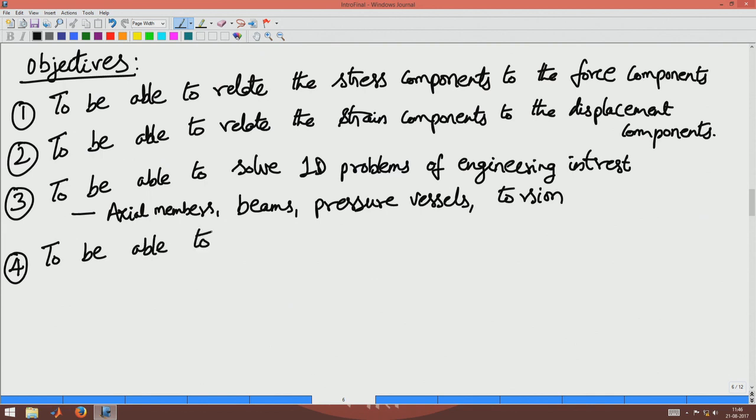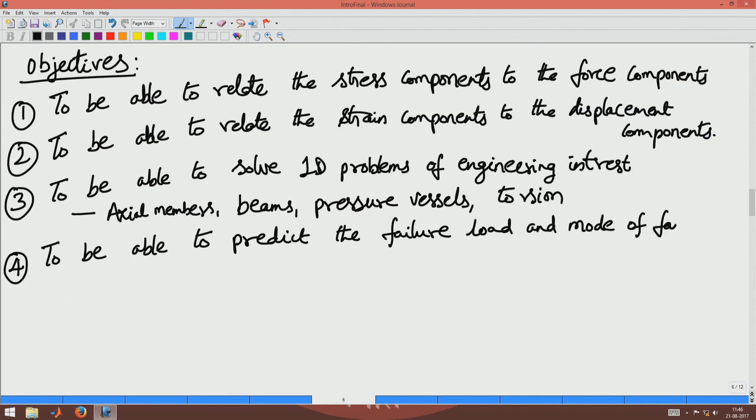The fourth objective is to be able to predict the failure load and mode of failure. That is, whether the concrete is going to fail by crushing or is the geometry of the body causing it to deform more, which is resulting in the failure. That is, material failure versus the stability induced failures is what you are going to see.